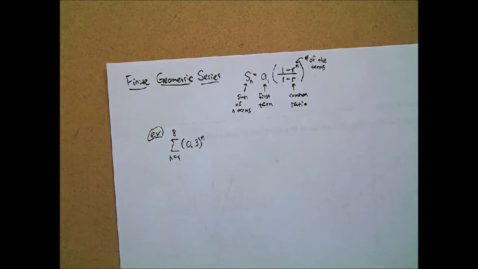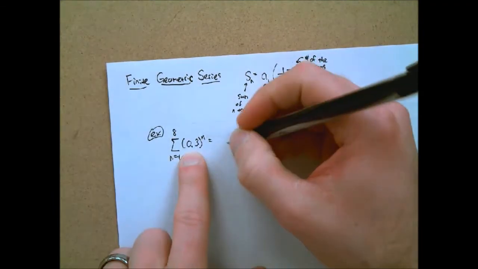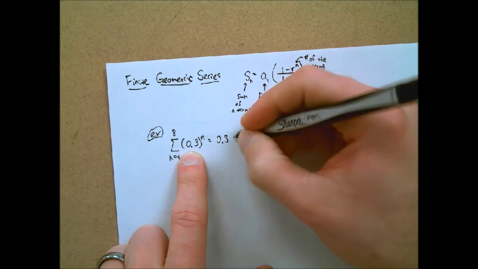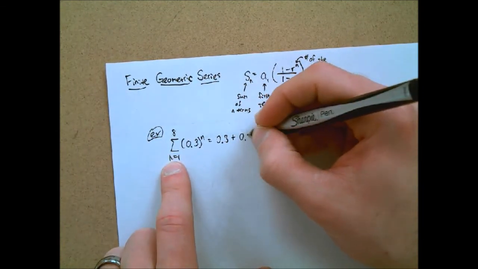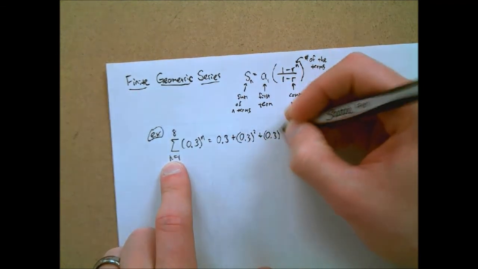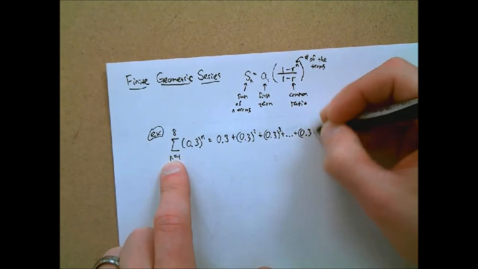Okay. So, again, my encouragement to you here is that you write out the first couple of terms. So let's do that. The first term is going to start with n equals 1, so we'll have 0.3 to the 1, or just 0.3. Then we'll add to that the next term, n equals 2, which is 0.3 squared, and then 0.3 to the third, and you get the idea, plus dot, dot, dot, and then plus 0.3 to the 8th.